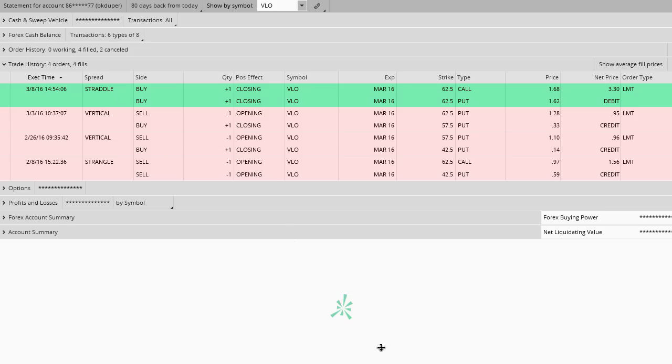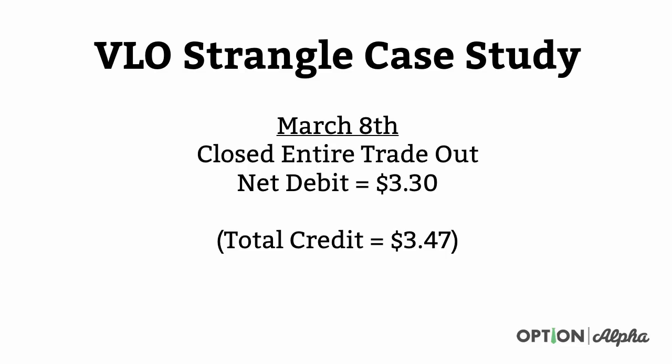So again, you can see here what we ended up doing on March 3rd is we rolled up our 57.5 puts. Remember, we originally sold these for $110 when we entered them the first time. They're now worth $33. We entered the new 62.5 puts to create the straddle, and again took in a nice big credit of $95. So later on, on March 8th, we let a little bit more time decay and volatility come out of the position as the stock rallied. On March 8th, we closed out the entire trade for a net debit of $3.30. Remember, our total credit was $3.47, so we ended up making a little bit of money on this trade, even though the stock went completely against us.